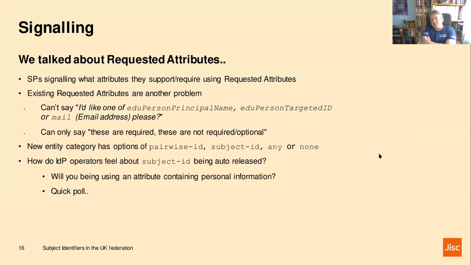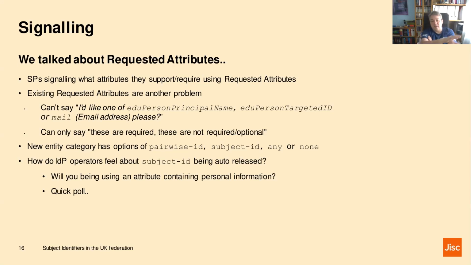Okay, so signaling. So we talked about requested attributes previously. SPs signaling what attributes they require or support using requested attributes. That facility is there. However, the language is very, very primitive. Existing requested attributes, you can't say things like, I'd like this one attribute, but if you don't have that, I'd like this one. Or I'd like that one, please. So we can't do that thing of falling through from eduPersonPrincipalName to eduPersonTargetedID to mail. You can only say, I require these and these are optional.